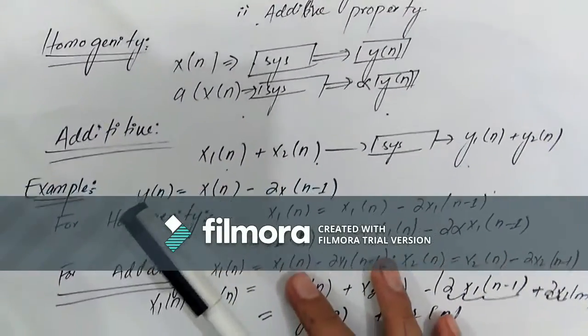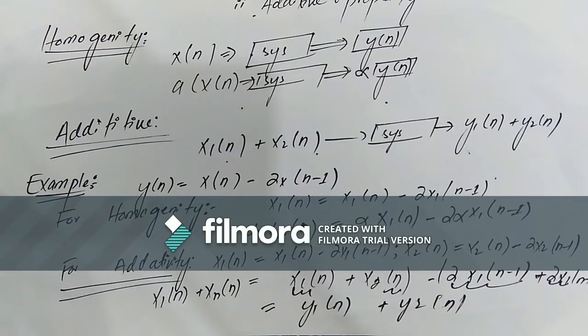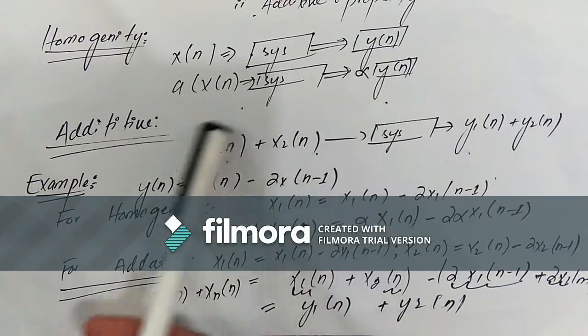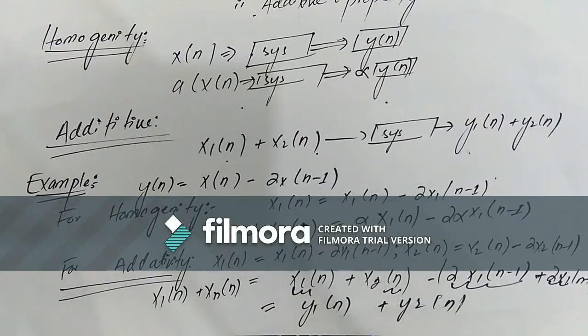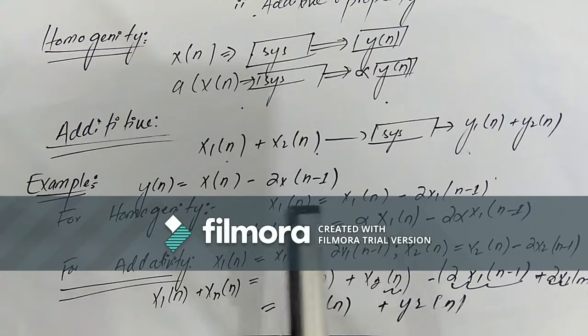Now moving on to an example that would explain this concept more clearly. This is an example of digital signal processing. In digital signal processing you would see many examples like these, but let us take one for understanding and grasping the concept. y of n is equal to x of n minus 2x of n minus 1. This is an example where we will understand whether the system is linear or non-linear.